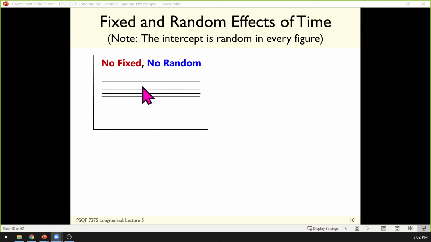So this picture illustrates a data set in which we have neither a fixed effect of time nor a random effect of time. I say we don't have a fixed effect of time because on average, this heavy black line is flat. There is no change on average. So that's no fixed effect of time. There's no random effect of time because everybody's change is the same. So random means everybody needs their own. In this case, that overall line holds equally well for everybody. So there is no random effect of time. If I just give everybody the same line, that's good enough.